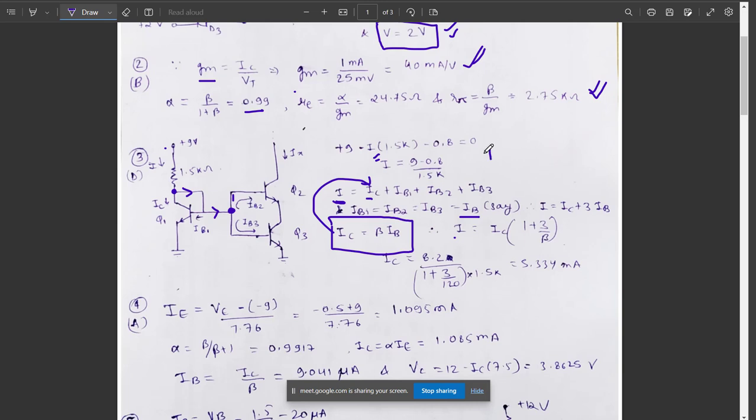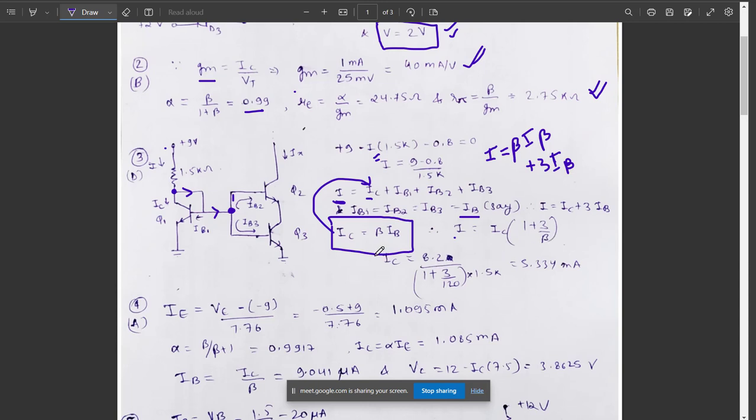It is like this. See, I is equals to IC plus 3 IB. So IC is itself beta IB, plus 3 IB. So from here you can take common IB, which will be equals to beta plus 3, and instead of beta IB you can write IC, right? So it will be something like this. I is equals to IC (1 plus 3 by beta).